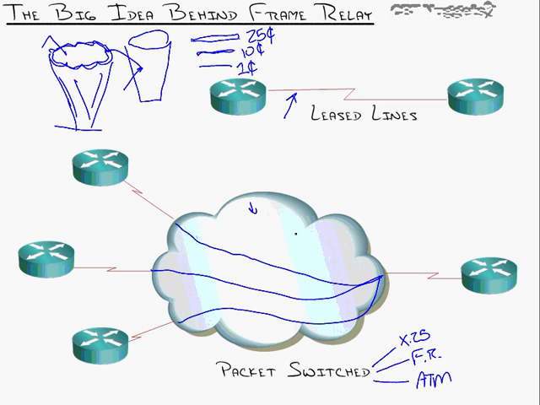Now, the power behind that is the service provider can sell you cheaper connections, because they don't have to dedicate all that bandwidth to you. The service provider can also over provision that cloud. Like let's say there's, we'll say 2 gigabits per second of bandwidth available here.